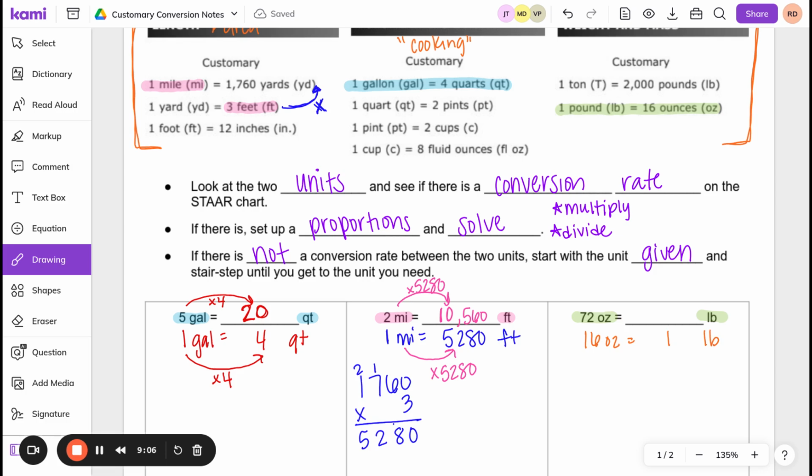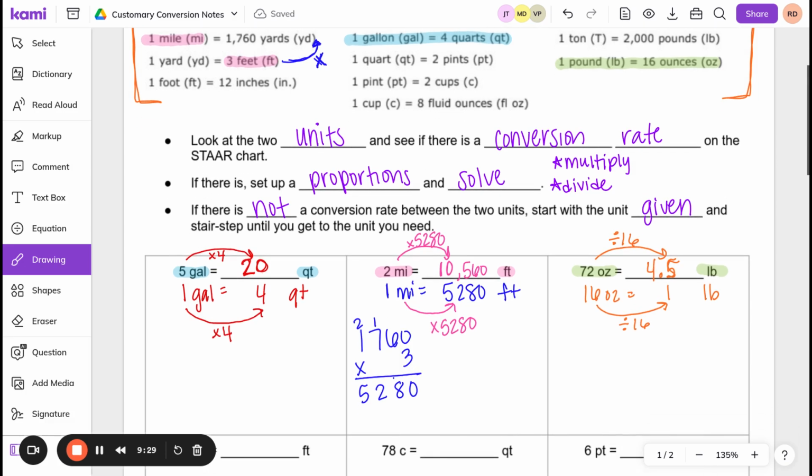This time, we are taking a small unit and turning it into a big unit. In other words, we're going from a bigger number to a smaller number, so we have to divide by 16. Whatever I do to the bottom, I do to the top. So 72 divided by 16 is going to equal 4.5. So you can see that math worked out.